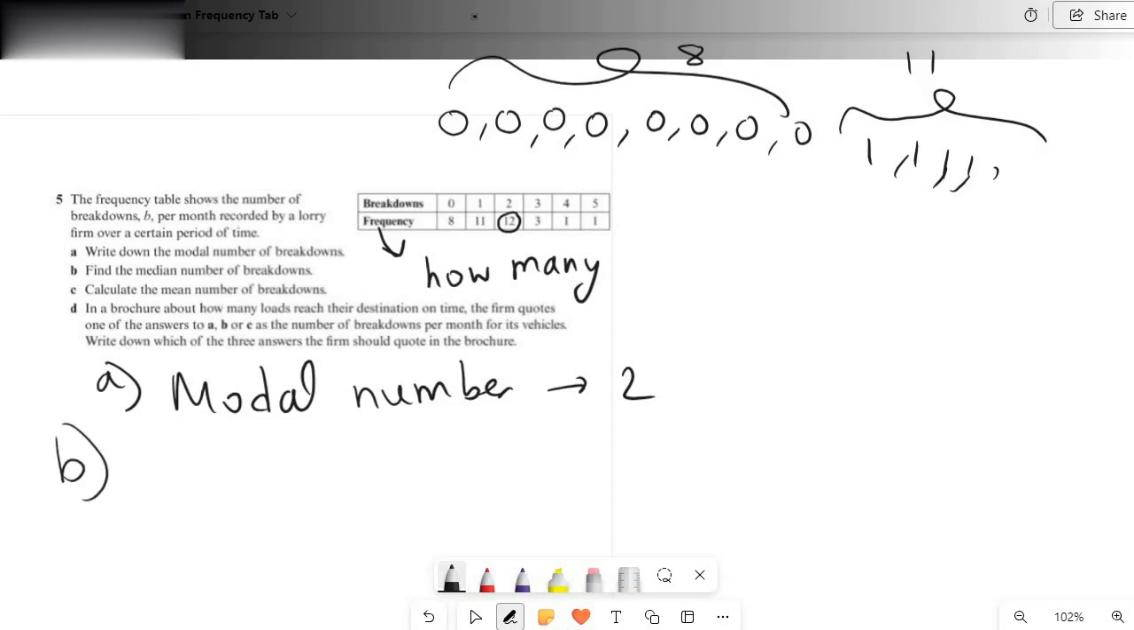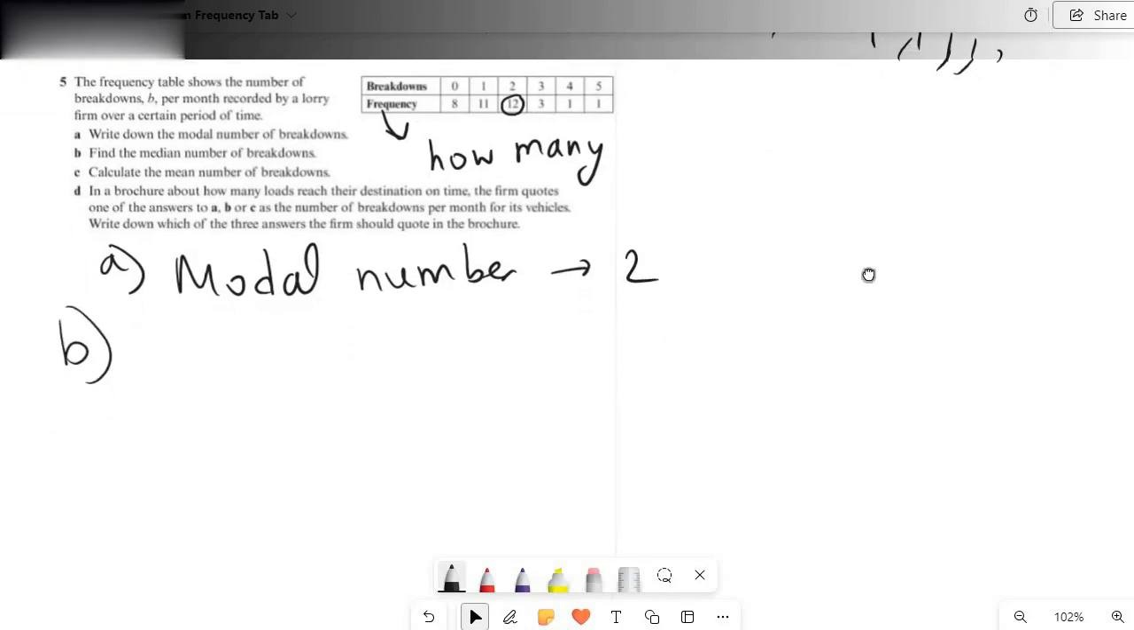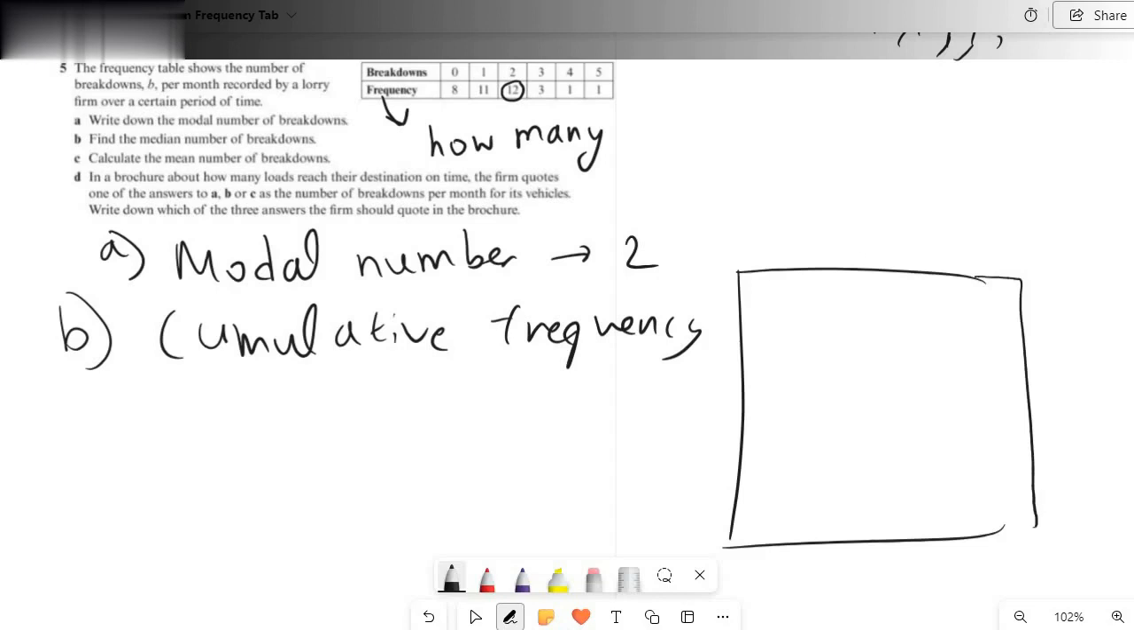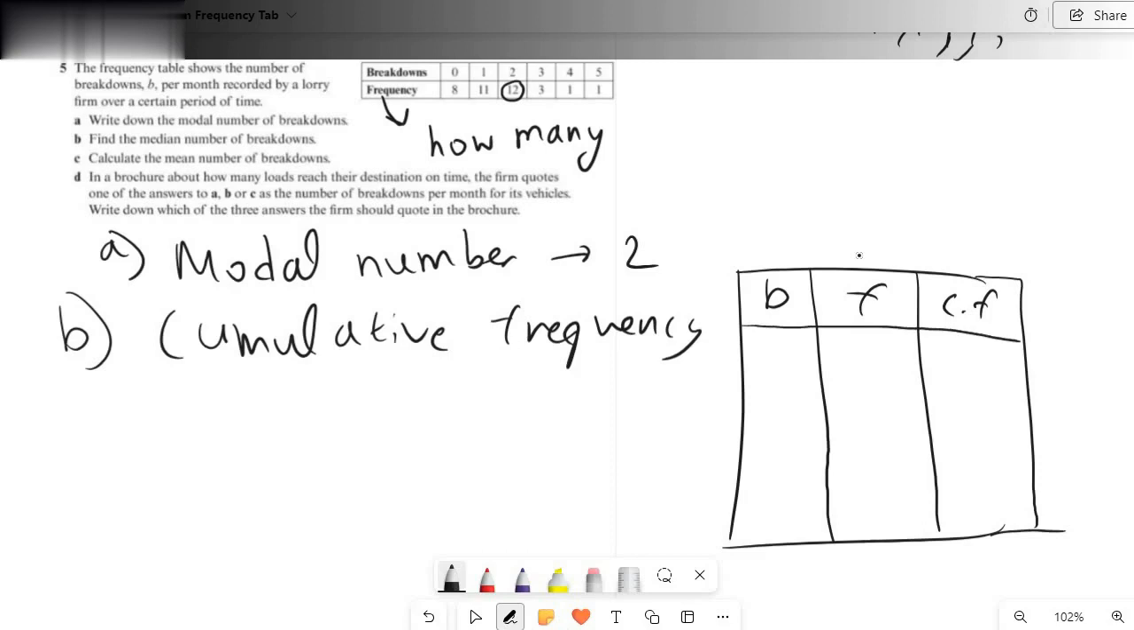For number B, we have to find the median number of breakdowns. And in order to do this, we have to know a concept called the cumulative frequency. What it means is that we're trying to find out the added frequencies as the number of breakdowns increases. For example, we can draw a new table here showing the number of breakdowns as B, the corresponding frequency as F, and the cumulative frequency, which is going to be abbreviated to CF. So for 0, 1, 2, 3, 4, and 5 breakdowns, there is going to be a frequency of 8, 11, 12, 3, 1, and 1.